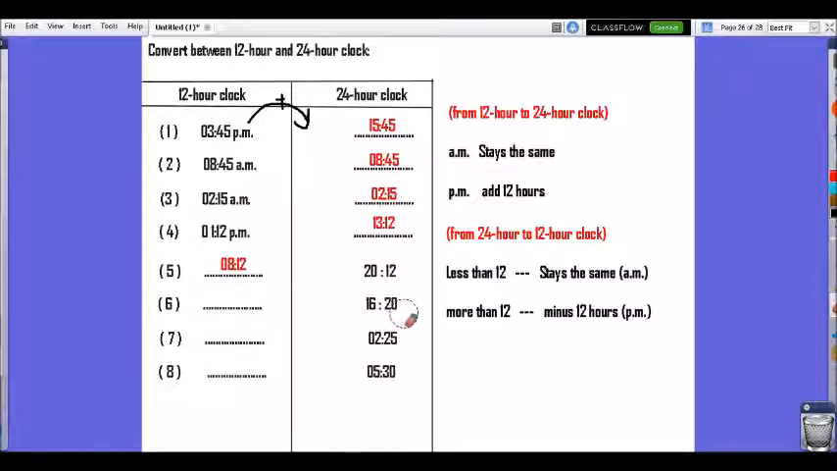The same thing here, 16:20. 16:20 means that it is PM. It's definitely PM. If it was AM, it would have been less than 12. So we're going to take away 12 to make it 4:20. And here 2:25, oh, it's less than 12, so it's definitely AM. So 2:25 is going to be the same. Then 5:30, if you look at it, you're going to find that it's less than 12, so we do nothing to it.